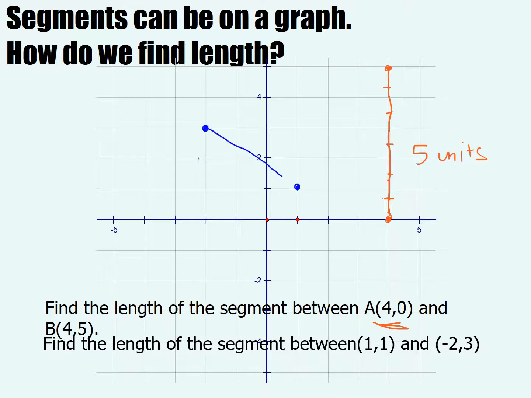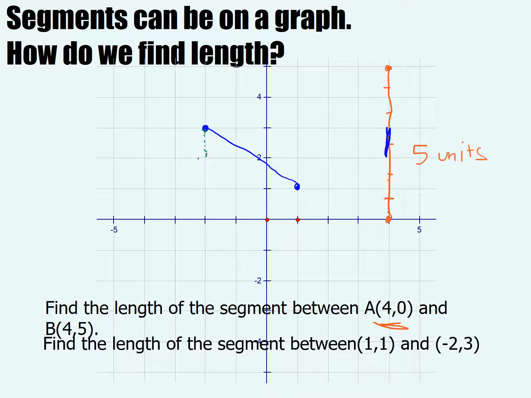Okay, so now when I look at this segment, notice that this segment's not on a line. It doesn't go from the nice corner to corner of my coordinate plane box. So how do I go about finding something like this? Well, think back a little bit. Is there anything I can maybe construct to look at it a little differently?